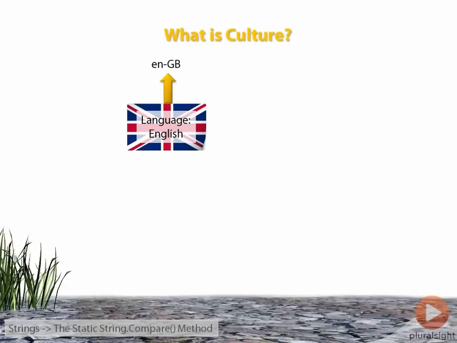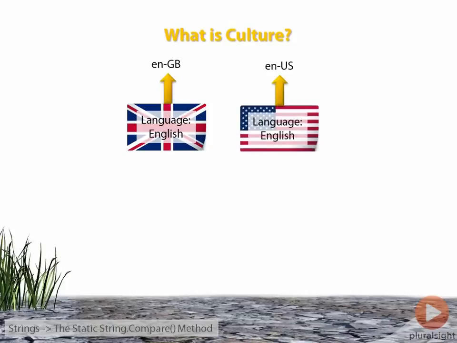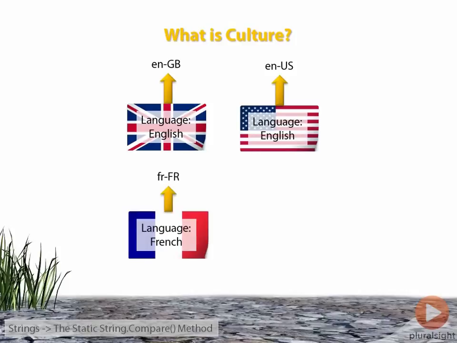If I was in America, then I'd probably have my computer set to en-US, English in the USA. If I was in France, then I'd probably be running with the culture set to fr-FR, French as spoken in France. But if I lived in Canada and spoke French, then I'd probably have my computer's culture set to fr-CA, French, the dialect spoken in Canada. I think you get the idea.